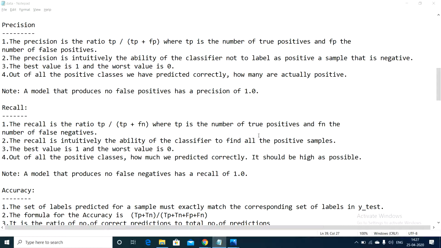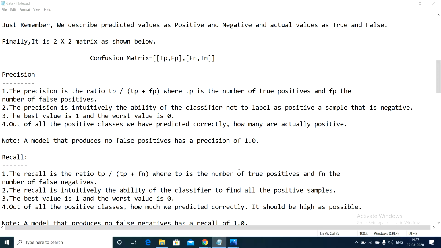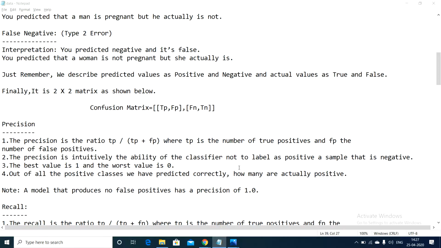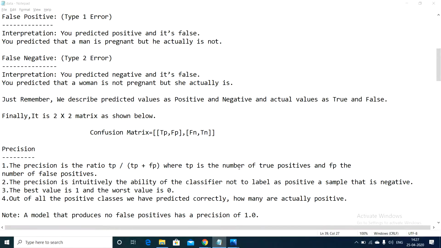Precision is defined as the ratio of TP, where TP represents the true positive case: the woman is pregnant and we are also predicting her as pregnant. That is the true positive case, divided by true positive plus false positive. False positive means we are predicting positive and it is false.